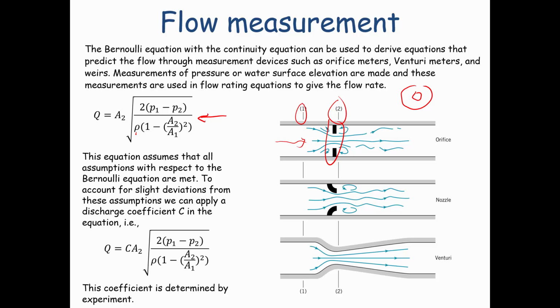This equation is derived directly from Bernoulli's equation, as what we've done before. Here we'd use Bernoulli's equation and the continuity equation. The continuity equation requires that A1 V1 be equal to A2 V2. And then of course we just apply Bernoulli's equation as we've seen before between point 1 and point 2.